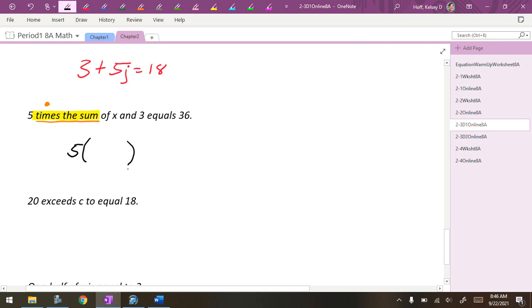So in my parentheses, what math operation's happening? Times and plus. Adding. Times is out here. We're going to add. What things are we adding? X plus 3 because of the word and. And tells us where to put that. X plus 3 equals 36. Times the sum we put as one phrase because it indicates parentheses.